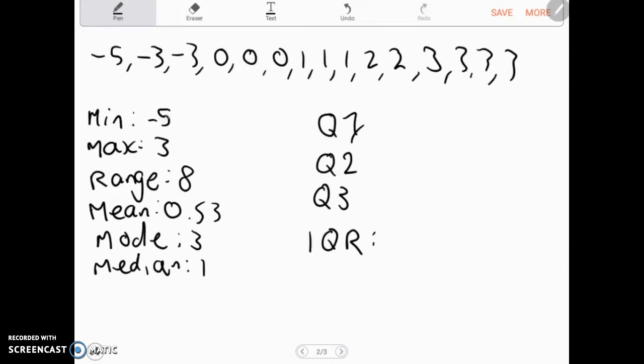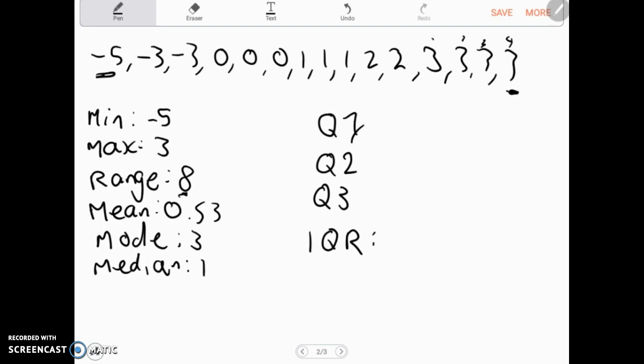So we've got our minimum, the smallest number, which is minus 5. We've got our maximum, the largest number, which is 3. We've got the range, which is 3 take away negative 5. So taking away a negative becomes a positive, which makes it 3 plus 5, so we get 8. And then the mean, again, I calculated this all beforehand. We add them all up, divided by the number of data points, we get 0.53. The mode, the most frequently occurring number, is 3, because there's 4 of them. 1, 2, 3, 4. Sorry, that was the mode.